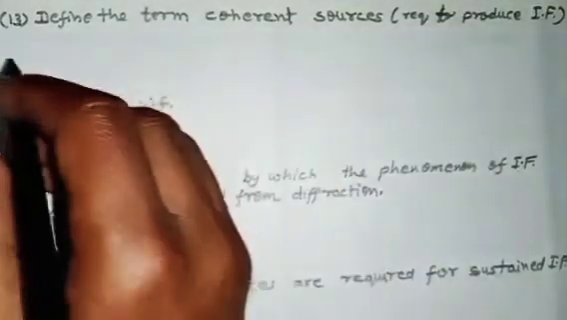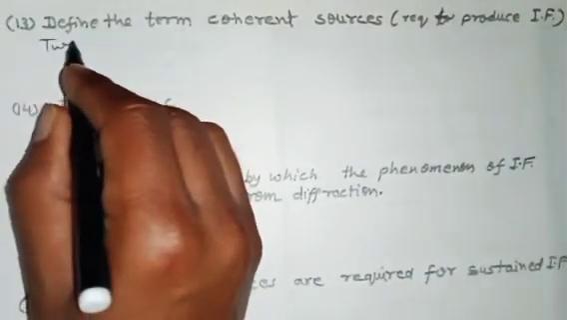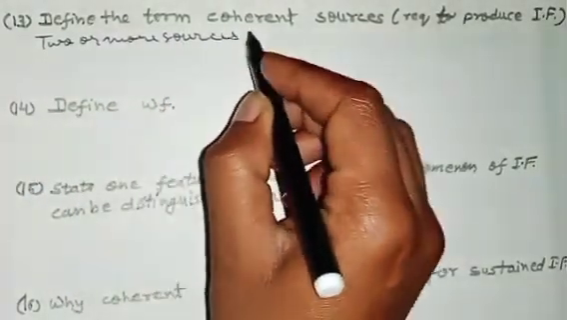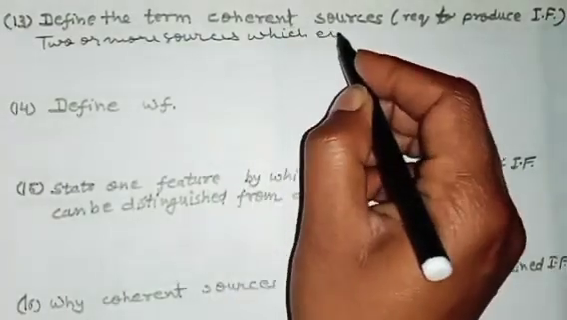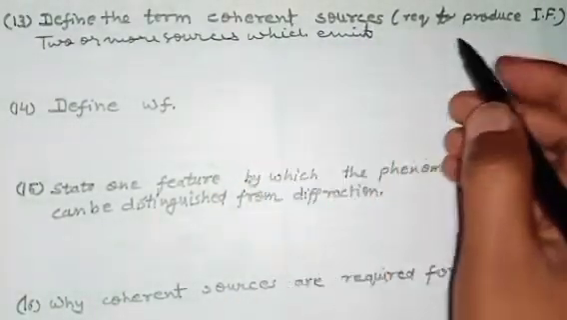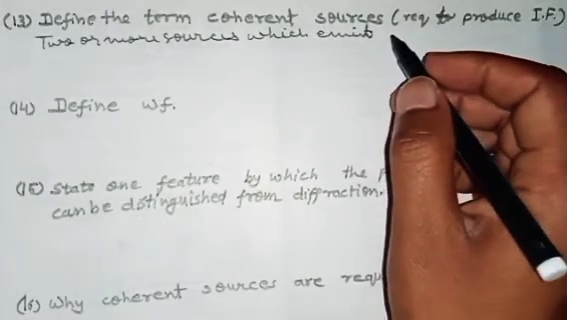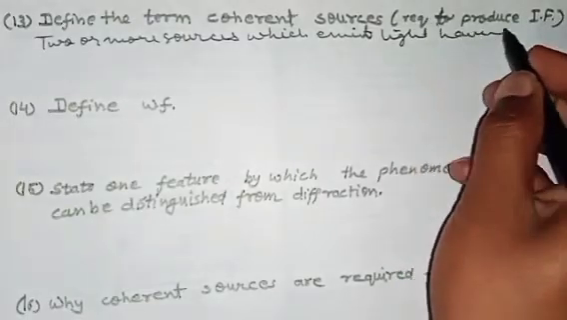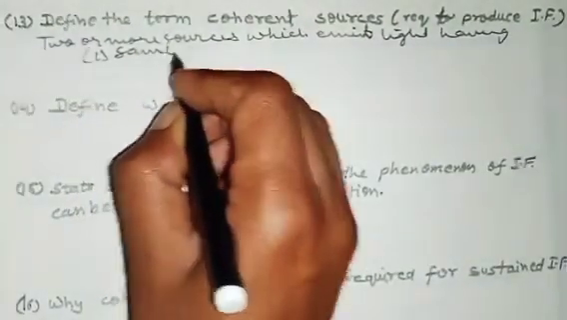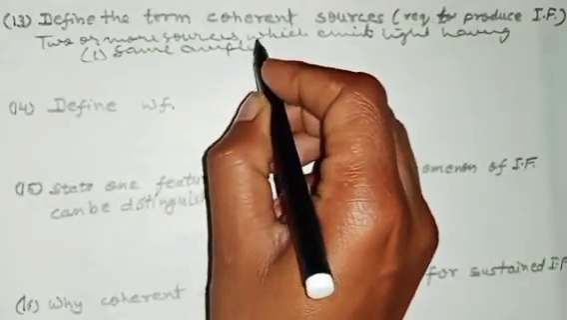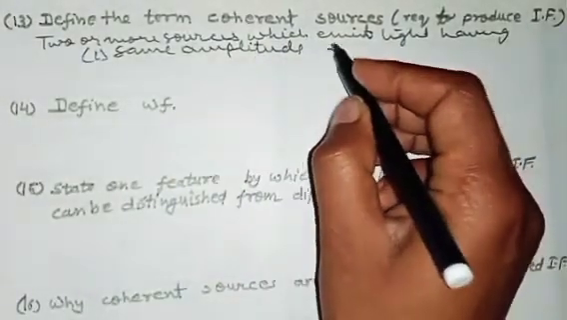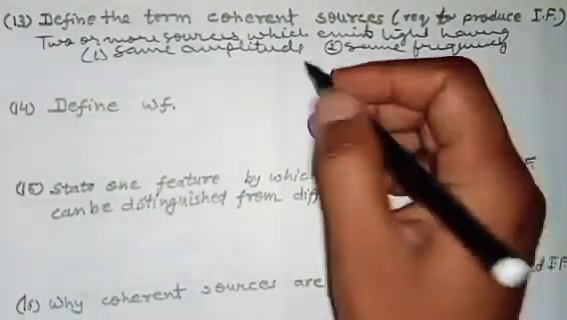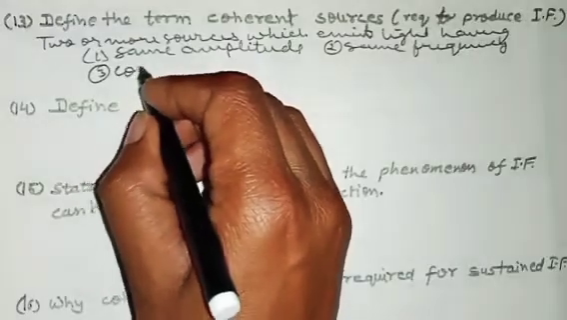Define the term coherent sources. So two or more sources which emit waves, but here we are talking about optical interference, so which emit light having same amplitude, actually you can write nearly same amplitude, same frequency, and constant phase difference.